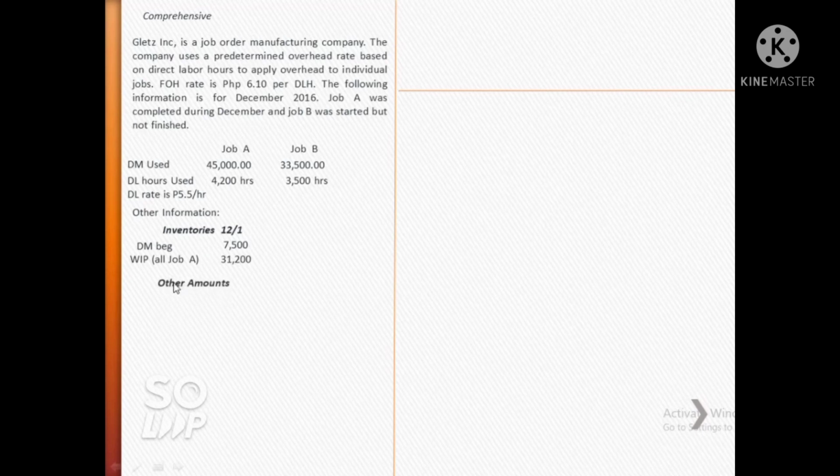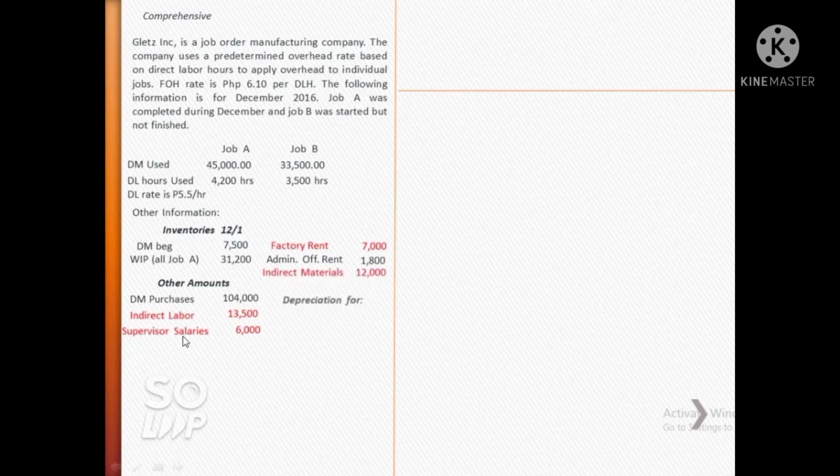Now, we have other amounts. Direct material purchases is 104,000, and then the indirect labor is 13,500, aside from which the company incurred supervisor salaries of 6,000, a factory rent of 7,000, administrative office rent of 1,800, indirect materials of 12,000, depreciation for factory 7,500, admin office 1,600.